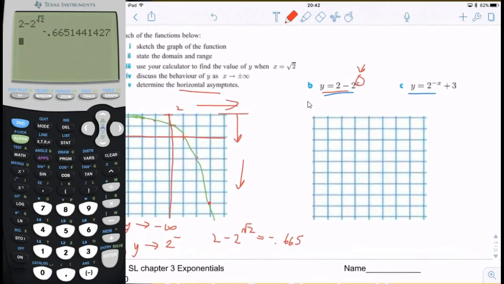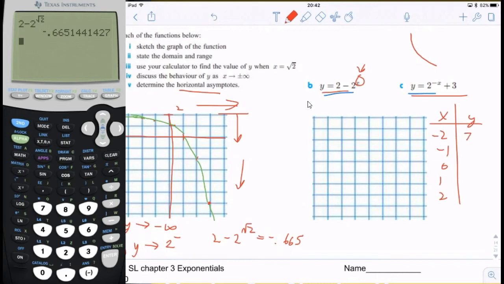Okay, next one we're going to do is this one here. 2 to the negative x, remember, is an exponential function that's flipped the other way. It's flipped that way. And then plus 3 raises it 3. So let's do the xy coordinates just in case. So we're going to put in a few values here. Putting in negative 2, we get 2 to the negative 2, which is 2 squared, which is 4, plus 3, which is 7.